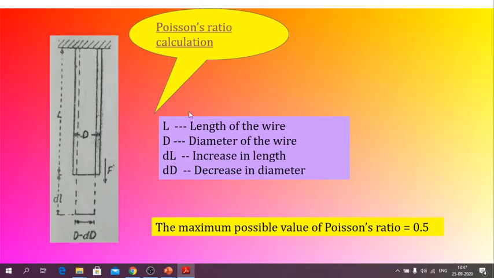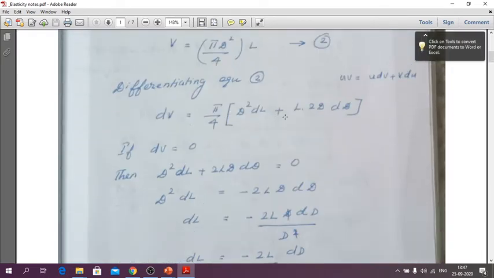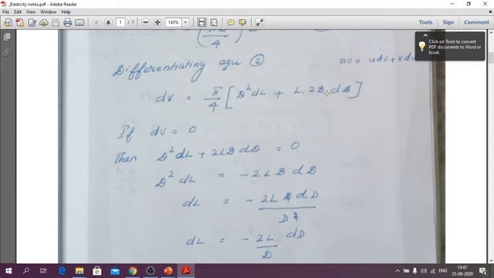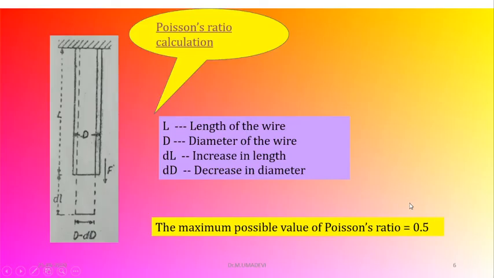Then pi by 4 we can bring to the other side. If dV is equal to 0, then d square dl plus L into 2d dt is equal to 0. From this we have to find the value of dl. Then we rearrange it. Then dt by dl into L by d is equal to minus 1 by 2. That is the maximum possible value of Poisson's ratio, 0.5.